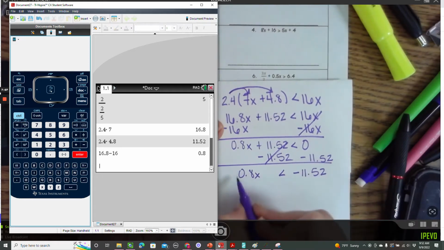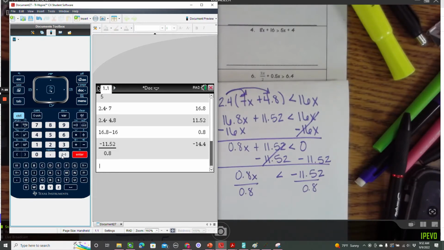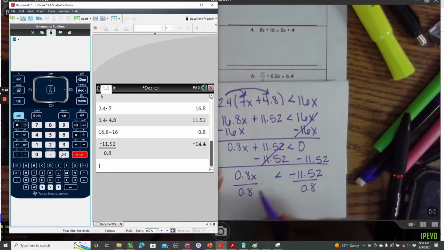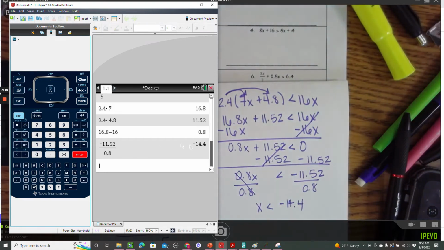And then how do I get rid of that 0.8? Divide it. So I would do negative 11.52 divided by 0.8. Is that right? That is right. So x is less than negative 14.4.